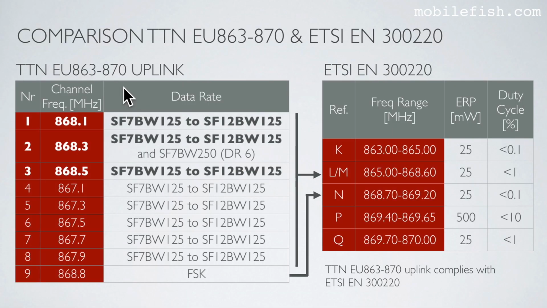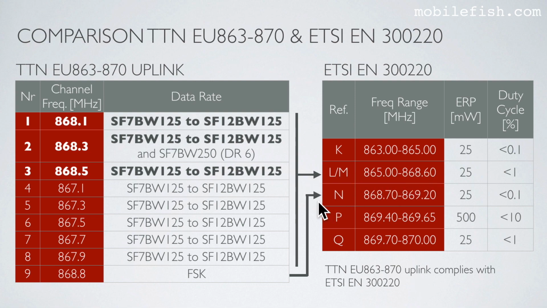In this table, you can find The Things Network AU 863 to 870 frequency plan for uplink. And in this table, you can find the ETSI 300220 standard. If you look at these frequencies, they lie within this frequency range. And this frequency lies within this frequency range. So for uplink frequencies, The Things Network AU 863 to 870 frequency plan complies with the ETSI 300220 standard.